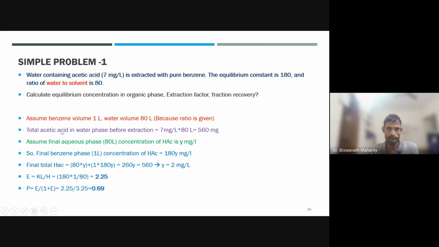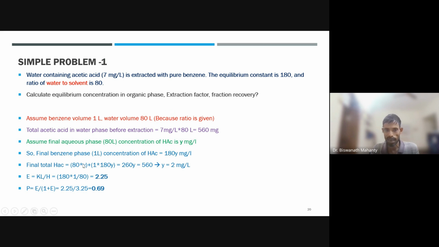So total acetic acid in the water phase before extraction is 7 milligram per liter originally, and 80 liter was there, so 560 milligram. Final aqueous phase is 80 liter, concentration I do not know, we are assuming as Y milligram per liter. Final benzene phase concentration will be 180 times, because the partition coefficient is given as 180, so it will become 180 into Y milligram per liter.